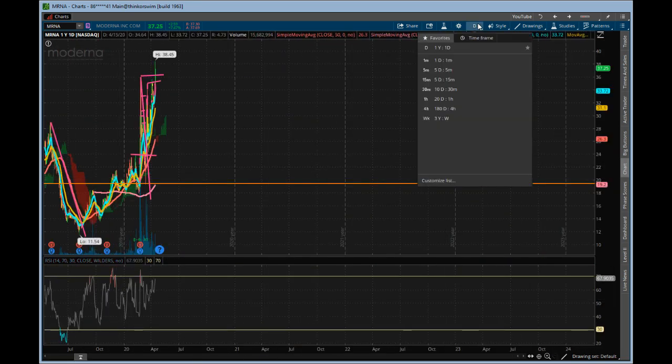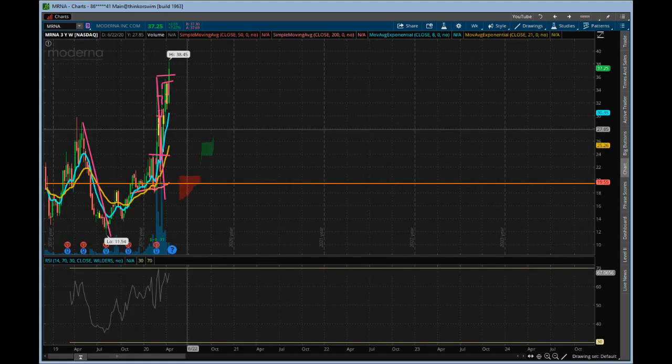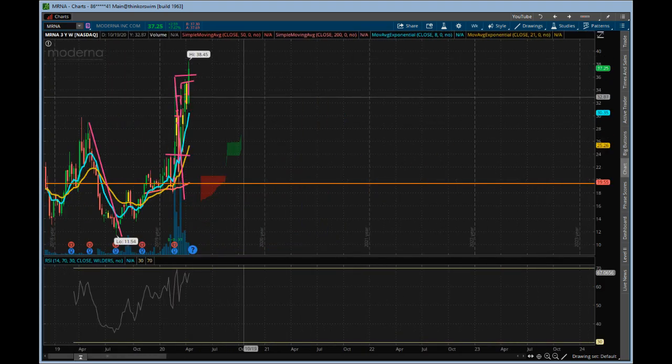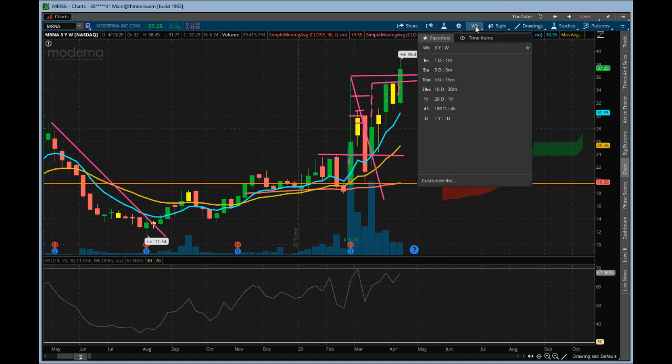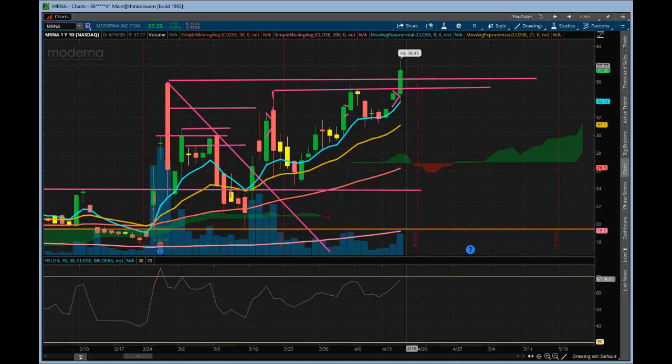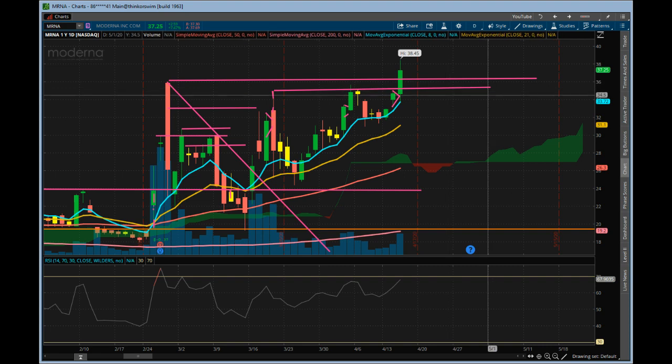One second. Let's go to the weekly real quick and see what that looks like. Yeah. So weekly chart, looking pretty good, all-time high type stuff. So let's see how the price action goes up here, the price discovery goes up there.